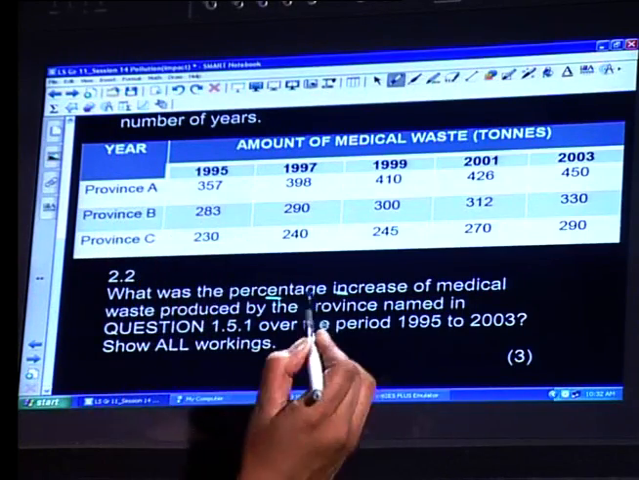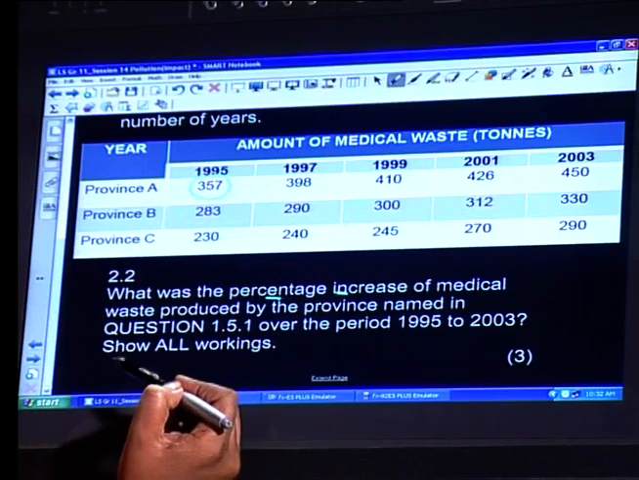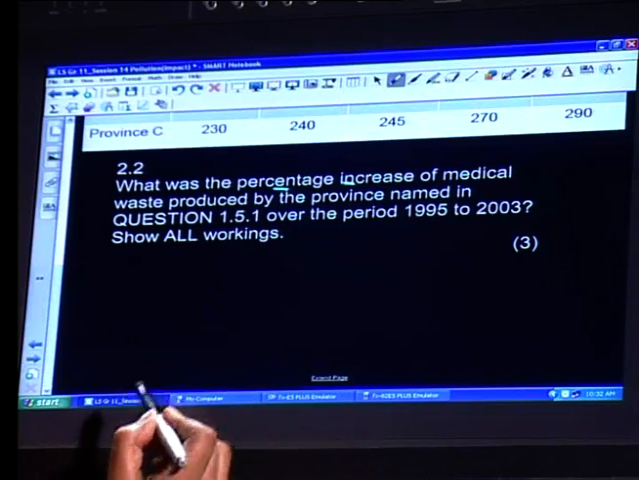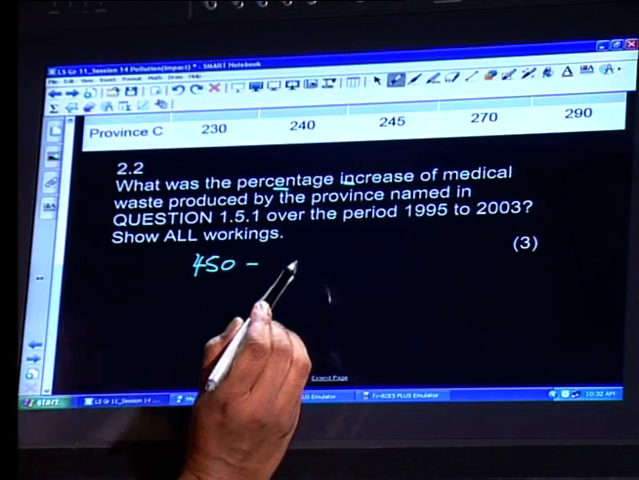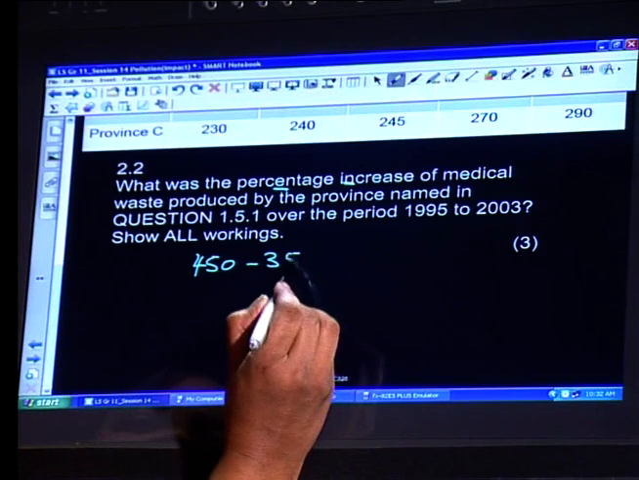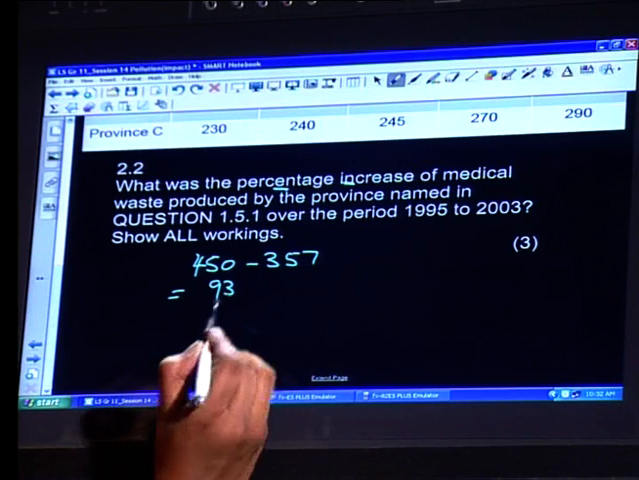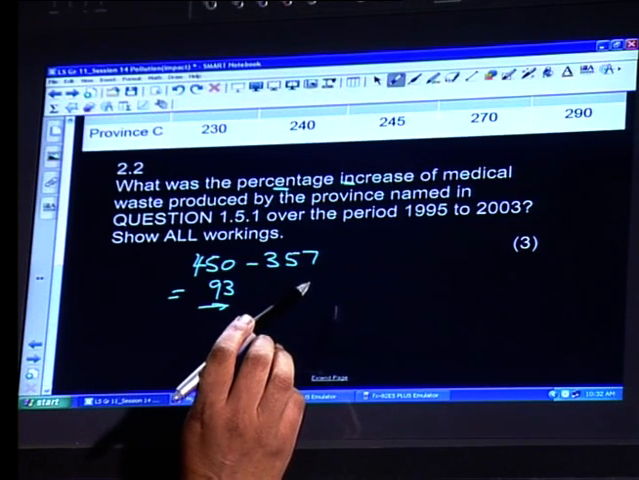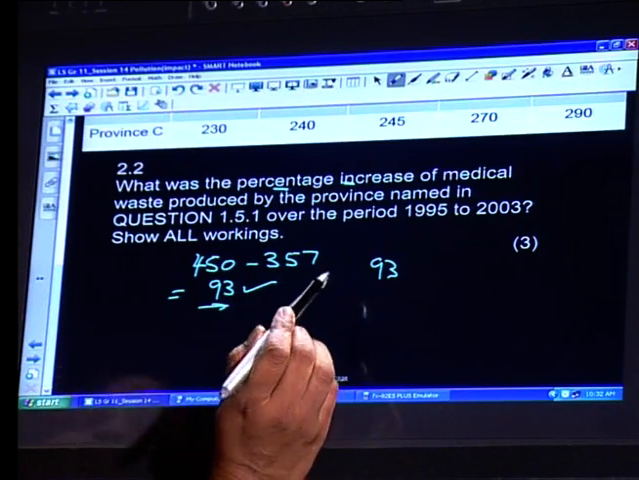So if you're going to look at the percentage increase, you're going to see that in 1995 it was 357, and in 2003 it was 450. And you're going to do an increase, so you're going to say 450, that was the last year, minus 357, that was at the beginning, and that's going to give you, if you work it out, 93. Right. Now, they want the percentage increase. Percentage is always 100 over 1. So you're going to take the 93. So that gets 1 mark now. For that calculation, you get 1 mark.